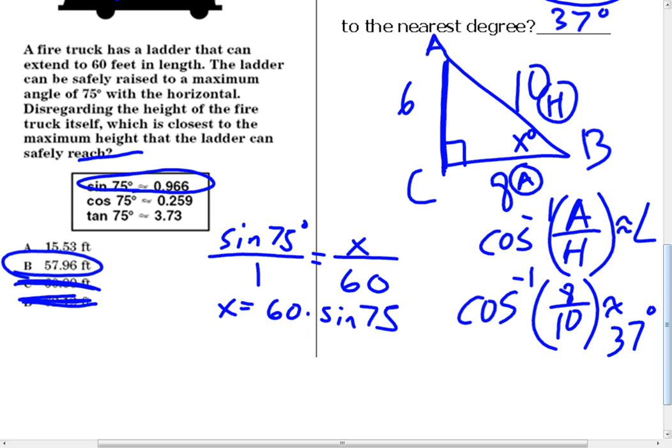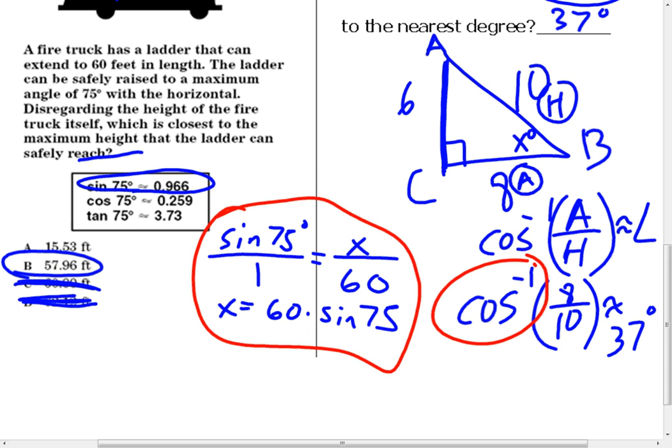This is what people are forgetting. The last one is the easiest problem because you don't really make a proportion or an equation of any sort. You're just inputting and you're getting an output.